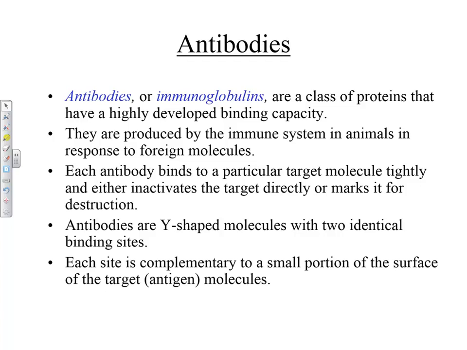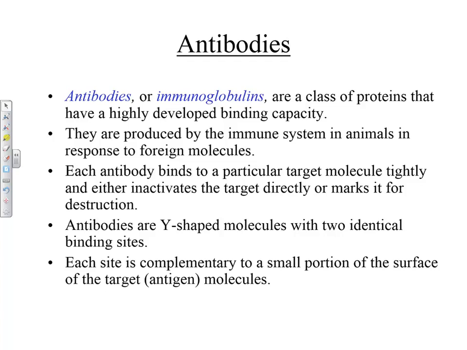Now an example of proteins that have really strong binding properties are what are called antibodies or immunoglobulins. These are the molecules that actually give you immunity when you take shots. They are a class of proteins that have a highly developed binding capacity. They are produced by the immune system in animals in response to foreign molecules. Each antibody binds to a particular target molecule tightly and either inactivates the target directly or marks it for destruction. It marks it out as a bad guy.